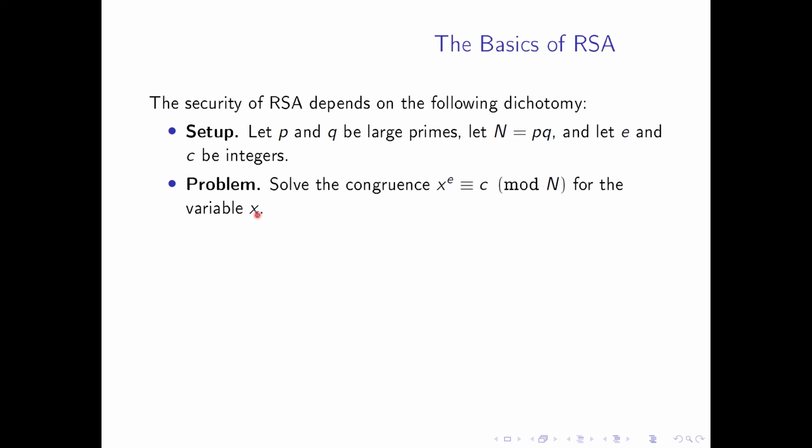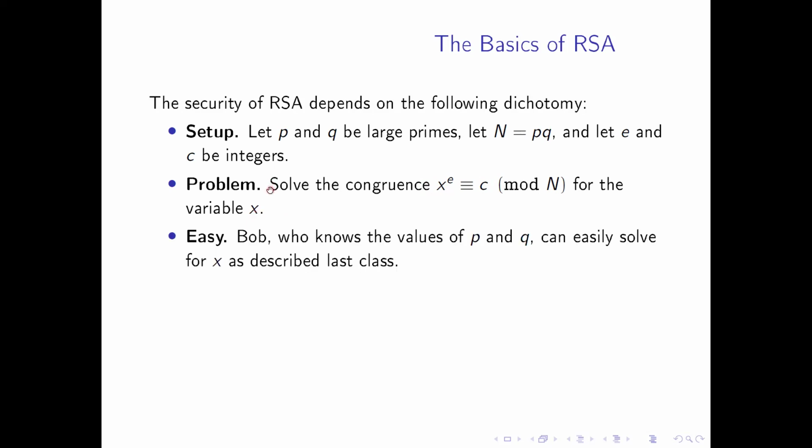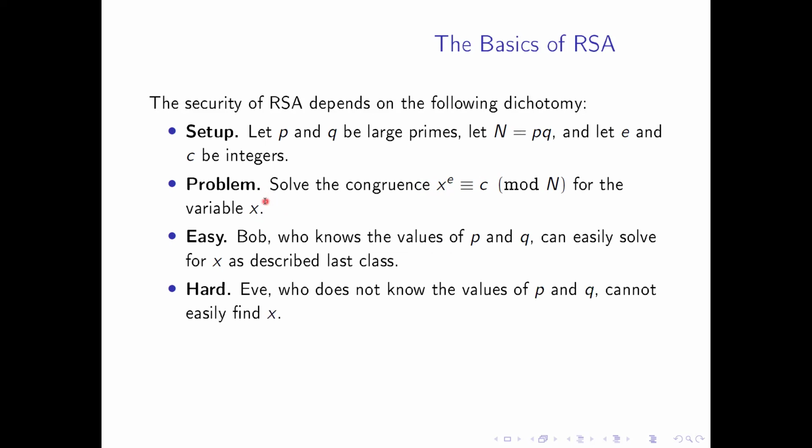But again, we know how to do this very simply if we know P and Q. And that's the thing. Bob, because he knows P and Q, it's super easy. This is just like we described in the last video, how we actually do that. On the other hand, if you don't know the values of P and Q, this is extremely hard.